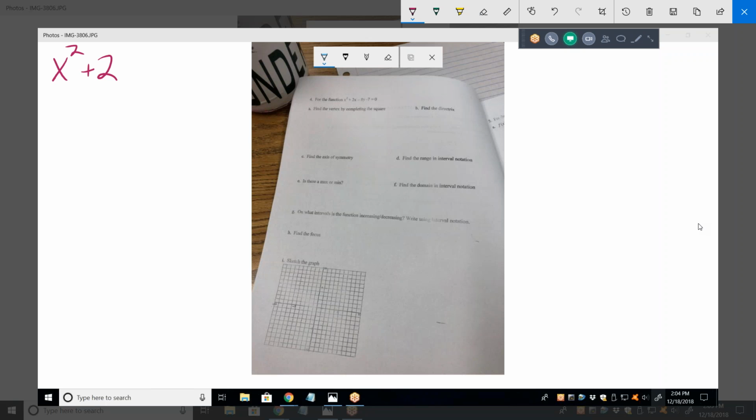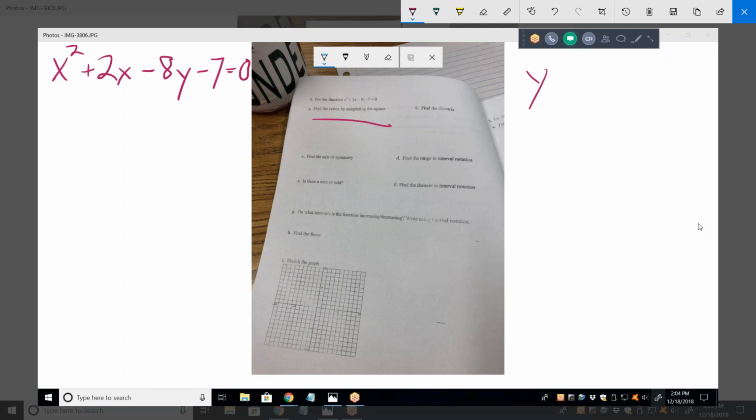That's plus 2x minus 8y. I want to make sure I get it. I'm reading it. For some reason, I can't blow up that document anymore. Is that the right equation? Okay. So, find the vertex by completing the square.